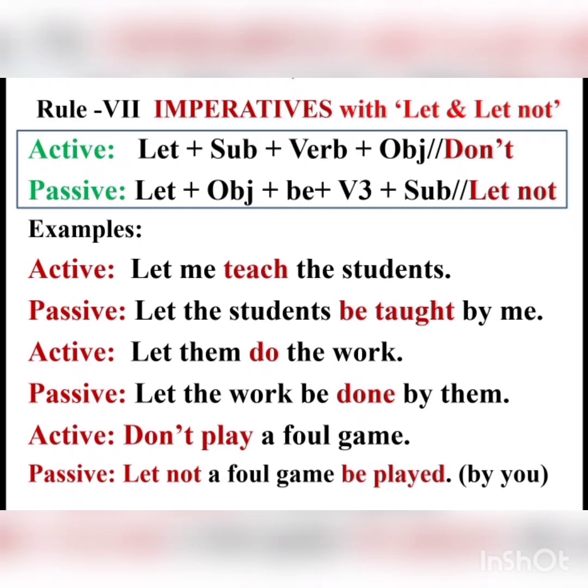Third one, don't play a foul game. Here it is in a negative sense. So when the negative sense comes, you should begin the passive with let not. Let not a foul game be played. If it is negative, you should start the passive with let not. This is a very important question.